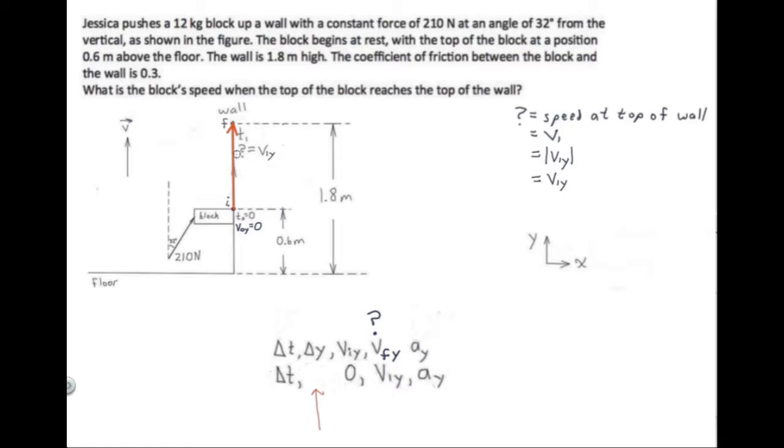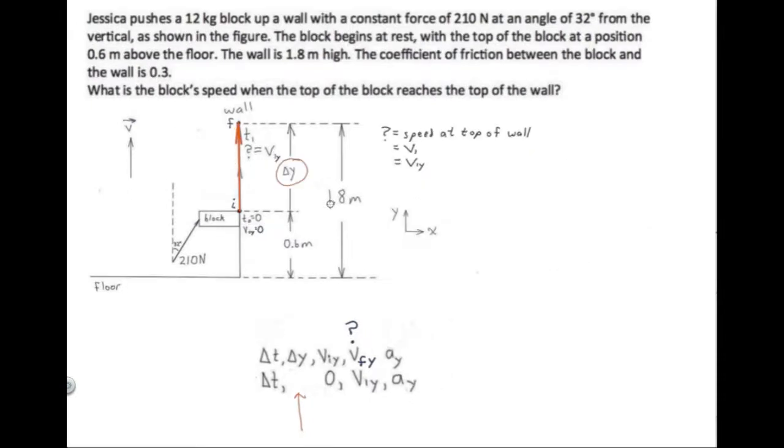So this colored arrow represents the block's displacement from here to here. The block is moving only in the y component, so this colored arrow also represents the y component of the displacement. Build that into the sketch. So now I've built into the sketch that delta y represents the displacement from here to here.